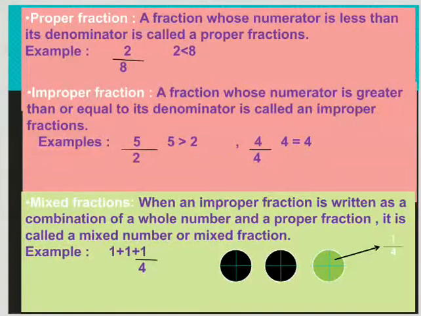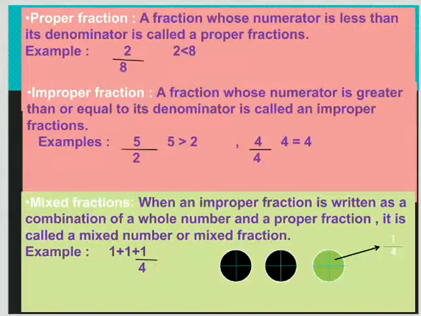The next topic is mixed fraction. When an improper fraction is written in the form of, or you can say in the combination of, a whole number and a proper fraction, then this whole combination is known as a mixed fraction. A mixed fraction is written in the form of a whole number and a proper fraction. Clear? For better understanding, let's consider this picture.